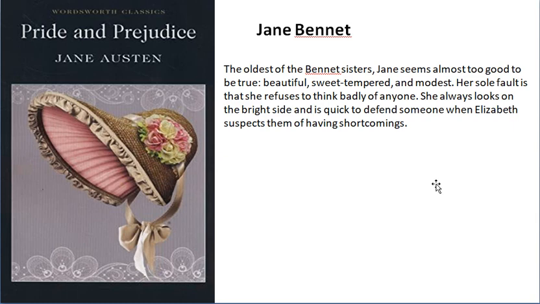Jane Bennet, the oldest of the Bennet sisters. Jane seems almost too good to be true. Beautiful, sweet-tempered, and modest. Her sole fault is that she refuses to think badly of anyone. She always looks on the bright side and is quick to defend someone when Elizabeth suspects them of having shortcomings.